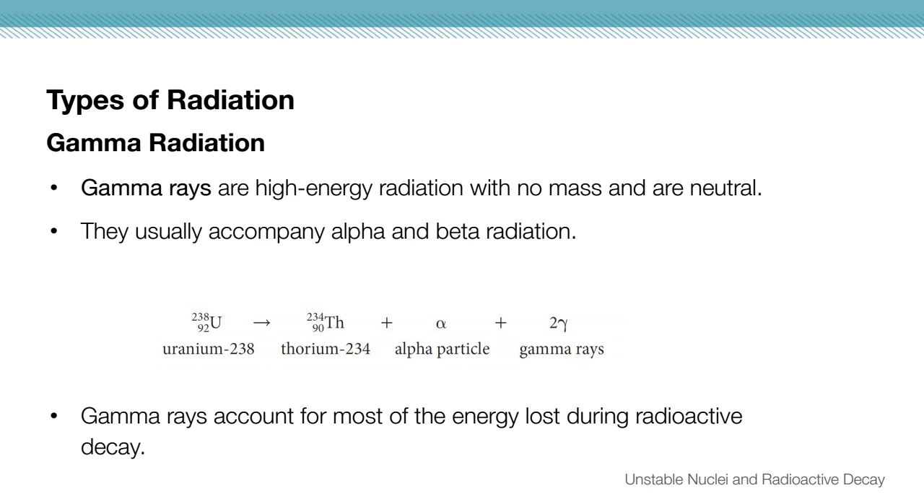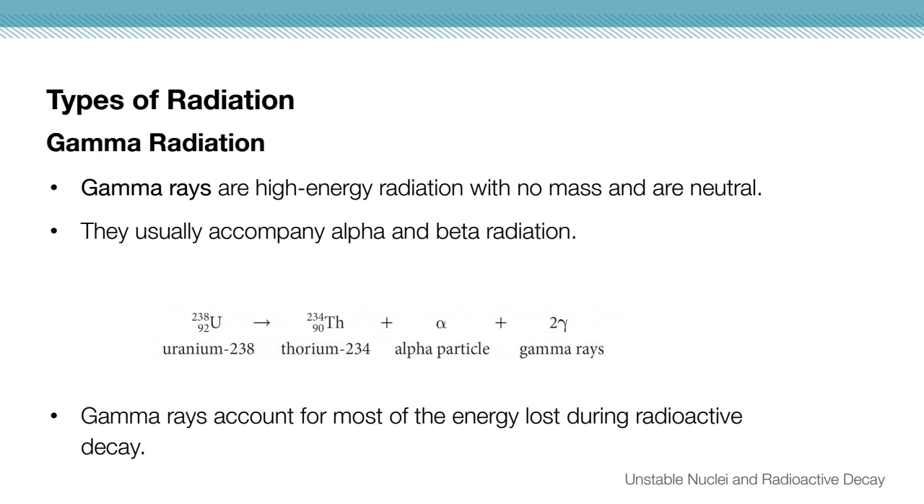So then we have gamma radiation, and gamma radiation is very high energy. It's neutral though, and there's no mass. What that means is it has no charge and it adds no mass, but a lot of the energy lost during radioactive decay comes from these. And it's usually going to be accompanied with an alpha or a beta.